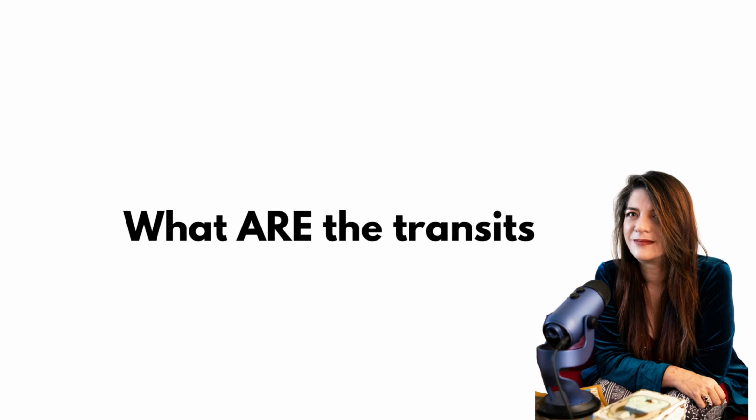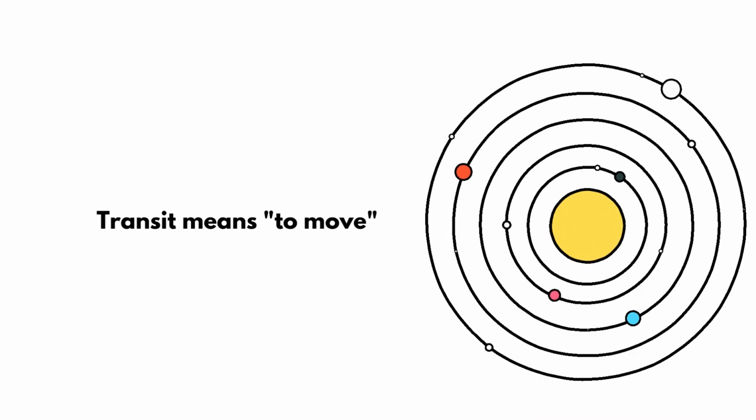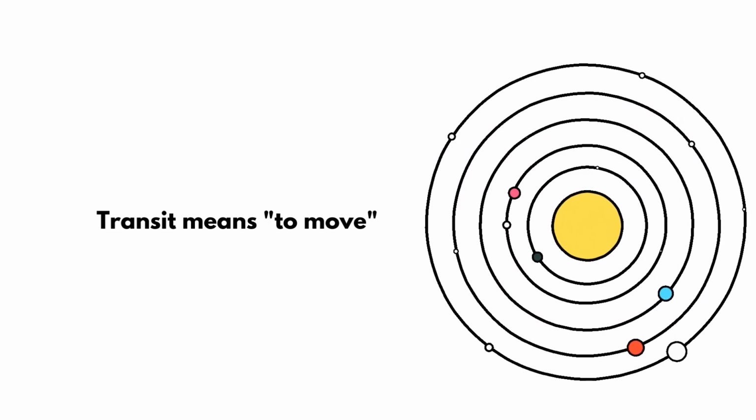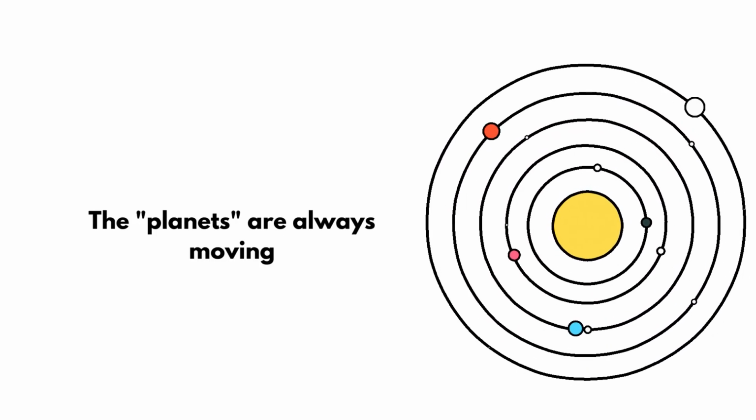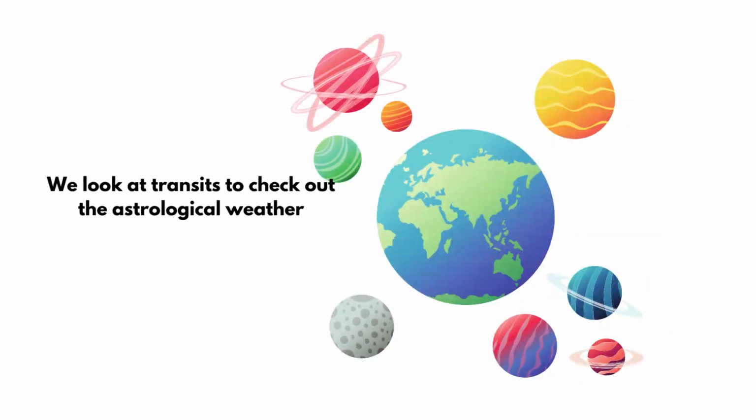So, what are transits? Transit means to move. So that's the solar system right there. The planets or celestial bodies are always moving. When we're doing Western tropical astrology, we're using the Earth as the center because we live on Earth, right? If we lived on Mars, we'd be using Mars. If we lived on the sun, we'd have the sun in the center.